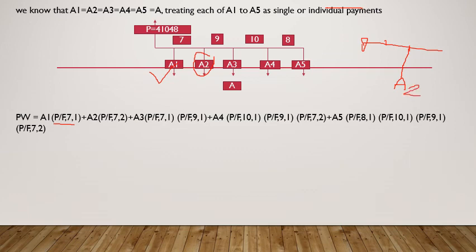If that were the case, what do we do? We treat this A2 as F for 2 years and convert that into t is equal to 0. Which factor do we use? We use the factor P by F comma 7 comma 2. Just consider it like that. Okay, and use the factor P by F comma 7 comma 2 and convert that. Now let me come to A3. A2 is over, put a tick mark, come to A3.